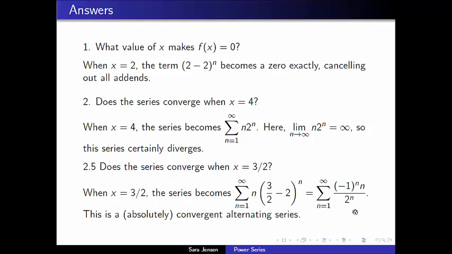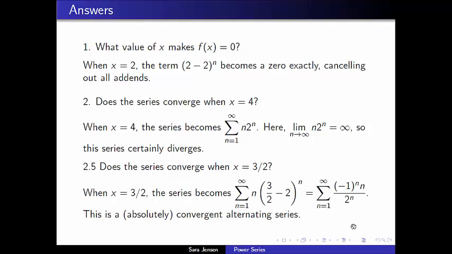Because this is an alternating series, you could use the alternating series test to show that this series does indeed converge. Or, even if you threw away the alternator, the thing that you're left with, n over 2 to the n, is a convergent series.